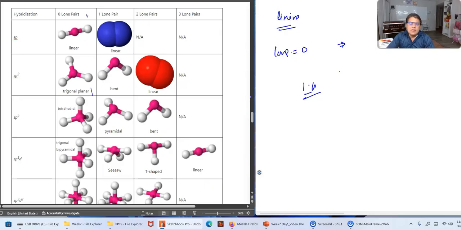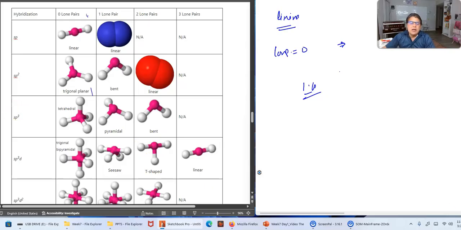If 0 lone pair with sp3d hybridization, then that is a trigonal bipyramidal, like that. We are not studying hybridization, so just think about this. With 0 lone pair, we may have the trigonal bipyramidal structure. With 1 lone pair, we may have the seesaw structure. With 2 lone pair, we may have the T-shape, and the linear, like that.